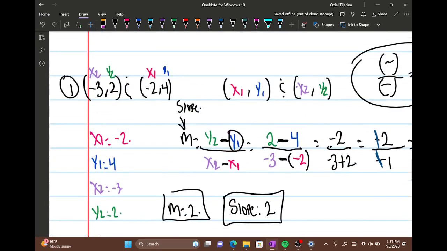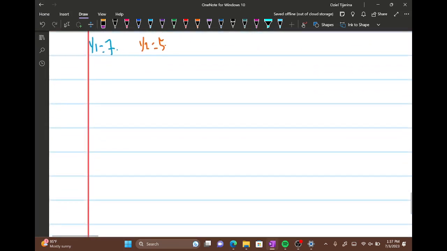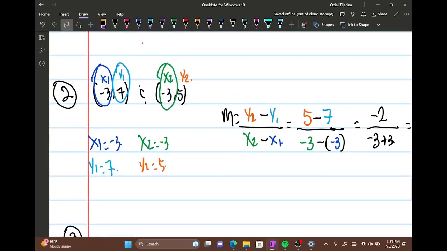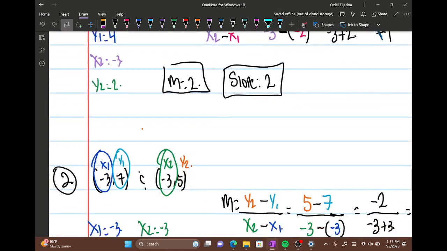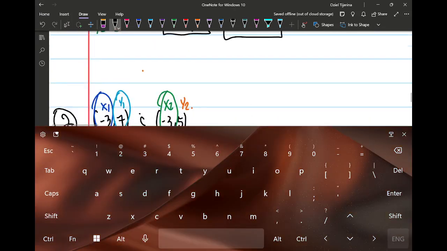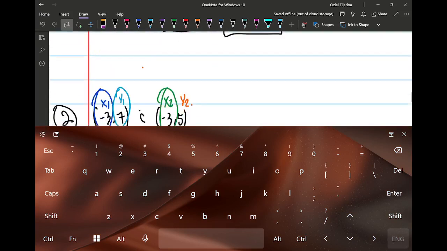Let's do number 4. Or no, I'm sorry, number 3, excuse me. Number 3 is kind of similar to number 2, but it's the other way around. So let's do, let me write it down. 3, negative 6. What was it? I'm sorry, guys, 1 second. 3, negative 6, and 4, negative 6.